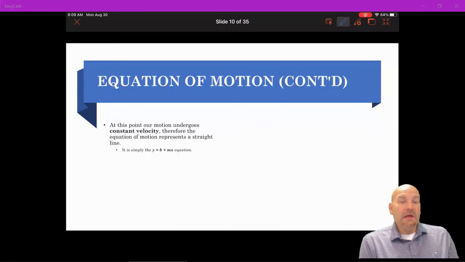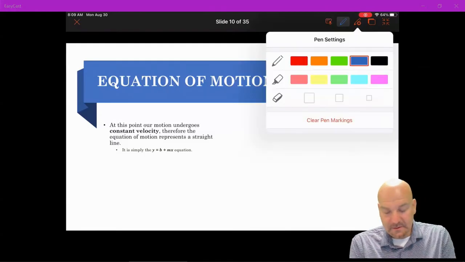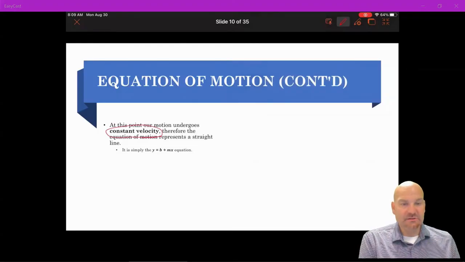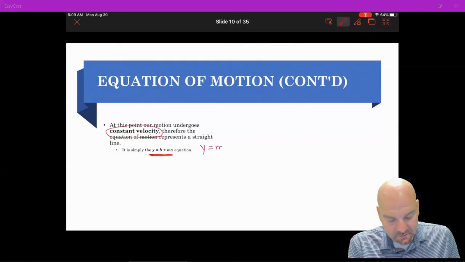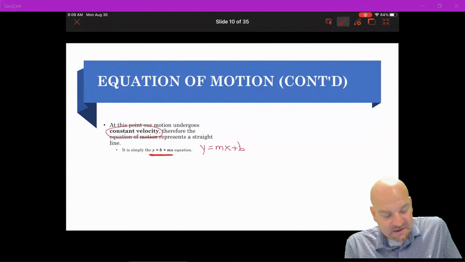All right, so at this point, okay, our motion, and I apologize for saying in the next video because I forgot about this slide, but at this point, our motion is going to undergo a constant velocity, okay, which means right now our velocity does not change, right? And so you could see that it does represent a y equals b plus mx format. Now, I know in math class, you write it like this, right? Y equals mx plus b. What we say is physics writes math backwards.